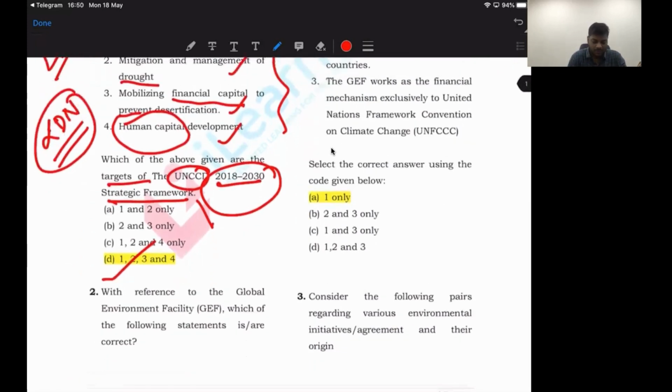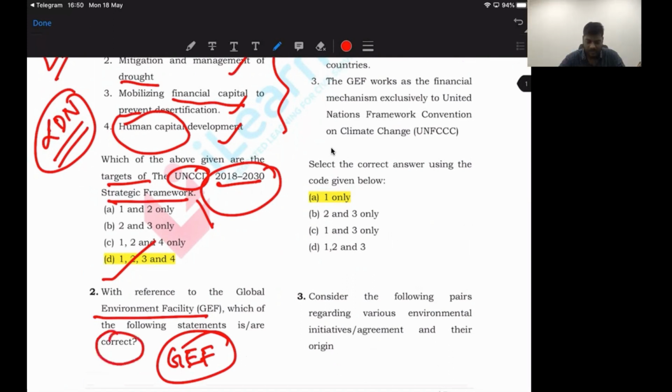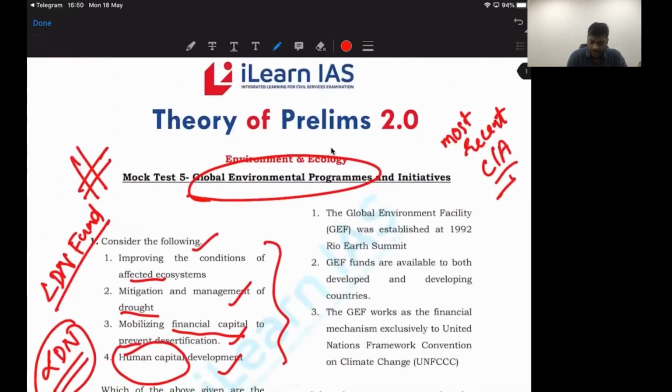With reference to the Global Environment Facility, GEF, a major financing mechanism for facilitating funds and finance for global environmental action programs, which of the following statements are correct? That was the question. GEF was established at the 1992 Rio Summit. I had mentioned that UPSC has a behavior of asking questions from the history of Rio conventions. So GEF is a fundamental concept, one of the major actions initiated in the 1992 Rio Summit, which is correct.